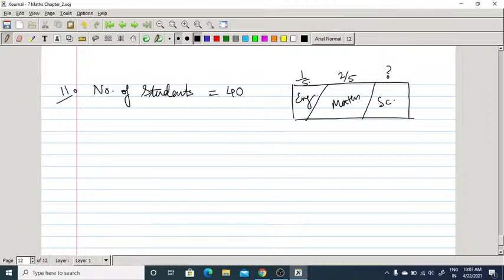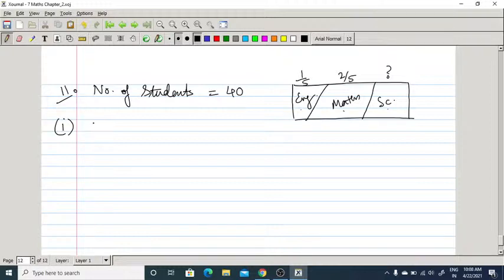Now you have to find out how many students like to study English. If you multiply these fractional parts with the total number of students, then you will get the actual number of students that are studying English and maths. What is given in fractions is just a representative: if you divide the class into 5 parts, 1 part studies English, 2 parts study maths, and the remaining part studies science. So what is the first part? The first part is to find out the number of students who study English.